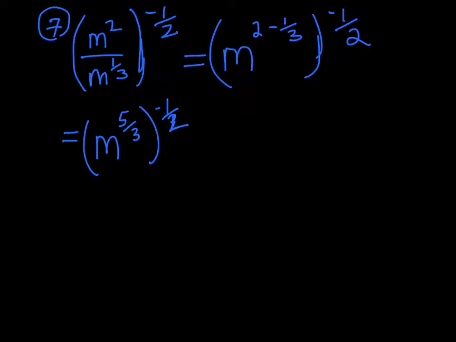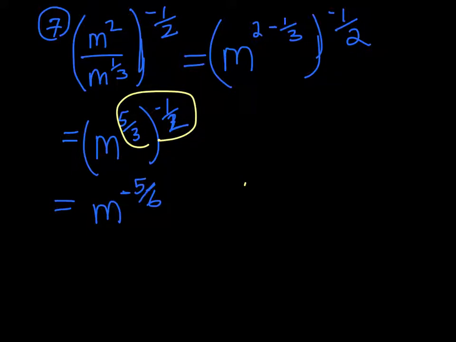Now also remember that when we have something like that, a power to a power, we multiply. So then that will be equal to m to the negative 5/6. Because what I'm doing is I'm just taking these two powers right here and I am multiplying them. Okay? So I have m to the negative 5/6 power.